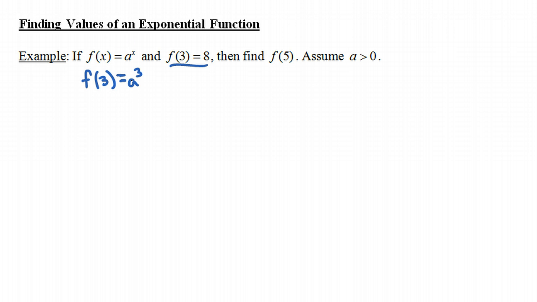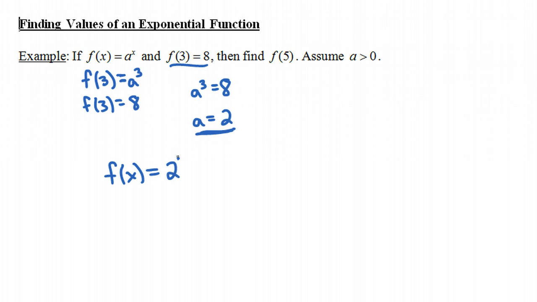F of 3 equals a to the 3rd, but also we were told that f of 3 is equal to 8. So what does that mean? That means that a to the 3rd power is equal to 8. Well, if you take the cube root of both sides, you'll see that that means a is 2. Okay, a is 2, so our original function, remember, which was a to the x, is actually 2 to the x, right? Because a is 2.